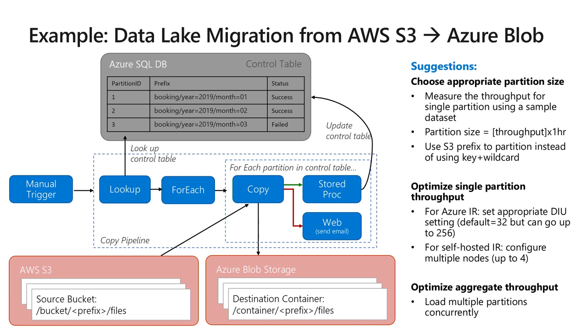Here are also some suggestions on how you can partition the data. For each partition, you can test a set of data first, and tune it until each partition can achieve great performance. For example, for cloud copy, you can tune up the DIU settings, the data integration unit settings. If each partition is good enough, you can just iterate through them one by one. If it's not good enough, you can also choose to copy multiple partitions in parallel.